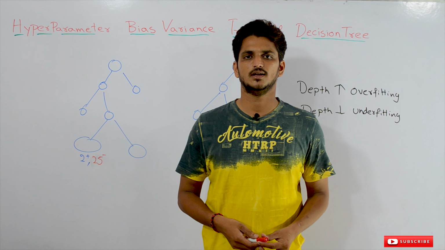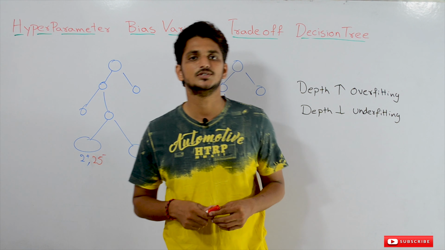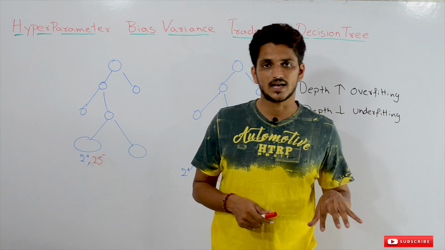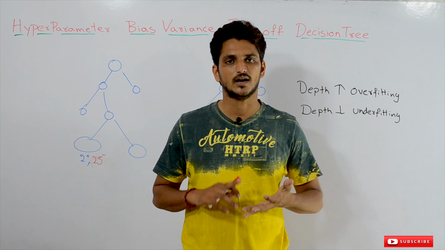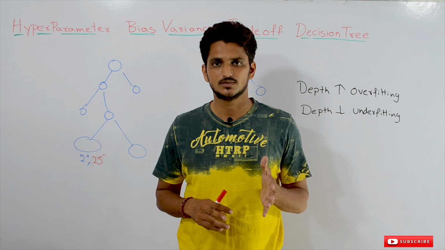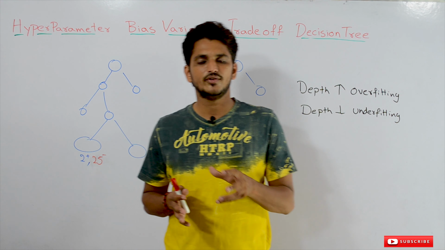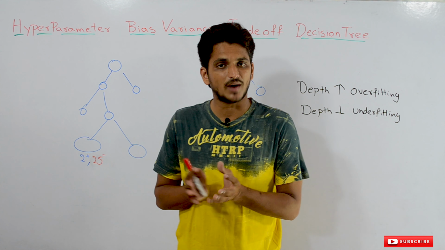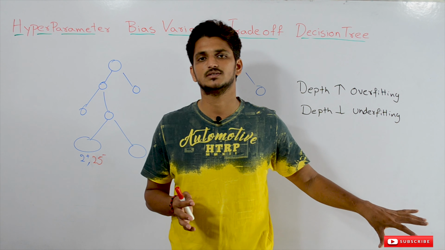I am Raghuveer. In this class, we will discuss hyperparameters and the bias-variance trade-off in decision trees. In our previous classes, in the beginning, we discussed what overfitting and underfitting are. High bias models mean underfitted models. High variance models mean overfitted models. And we applied this bias-variance concept to all the models we discussed in our previous classes.